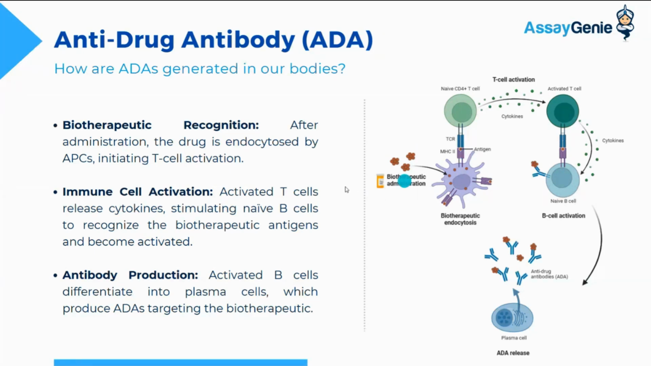And in this immune cell activation stage, you have activated T cells which release cytokines and stimulate naive B cells to recognize the biotherapeutic antigen, and which become activated. In the final antibody production stage, activated B cells differentiate into plasma cells which produce anti-drug antibodies targeting the biotherapeutic.